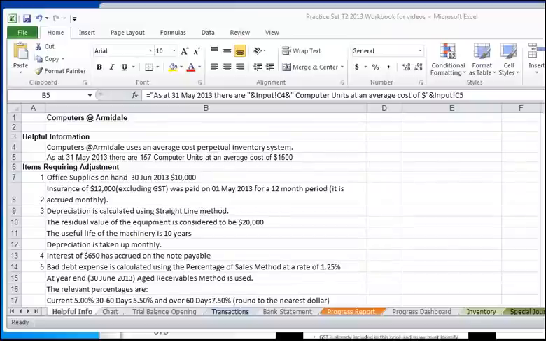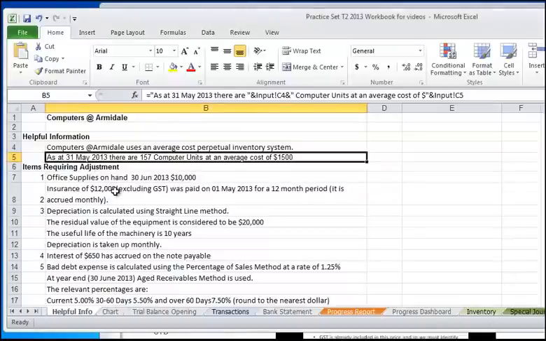Okay, let's go and now have a look at the first three transactions. And before I do that, it's also going to be really helpful if we update the opening balance on the inventory worksheet. That's something we could have done last time. Now, in the helpful information you see, as at the 31st of May 2013, you've got 157 computers on hand and they cost you $1,500 each.